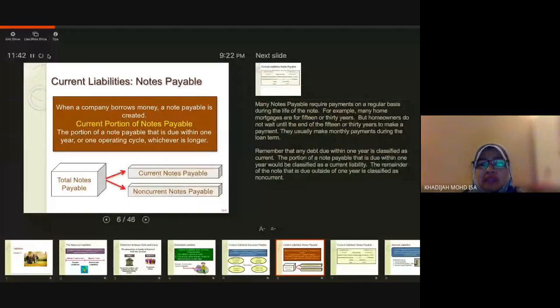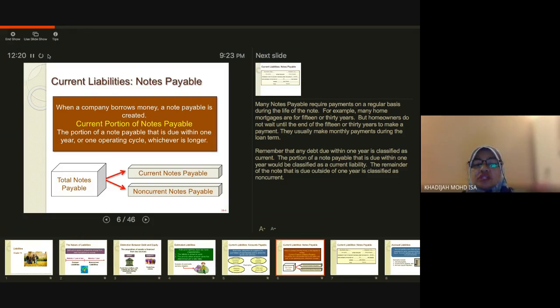Notes payable is a note, there is a note. It says that when a company borrows money, normally it's not because you purchase merchandise or supplies, but because you borrow money. You borrow money for a short term period, for less than 12 months. Normally you borrow not from a financial institution, it could be from other creditors. So when you say notes payable, it means there is indeed a note.